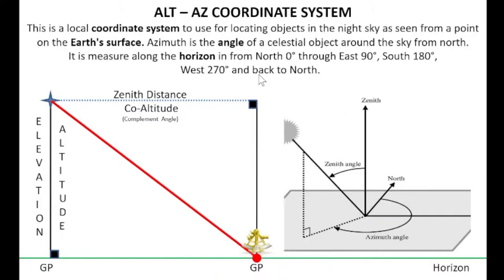Well, what about the Alt-Az coordinate system? This is a local coordinate system used for locating objects in the sky as seen from a point on the Earth's surface. Key point: azimuth is the angle of the celestial object around the sky from north. It measures along the horizon from north, 0 degrees, through east, 90 degrees, south, 180 degrees, west, 270, and back to north.